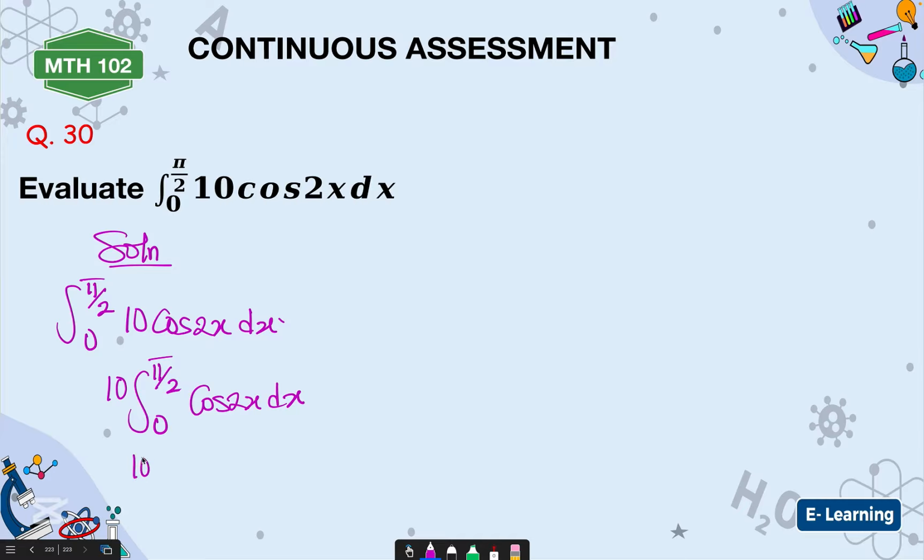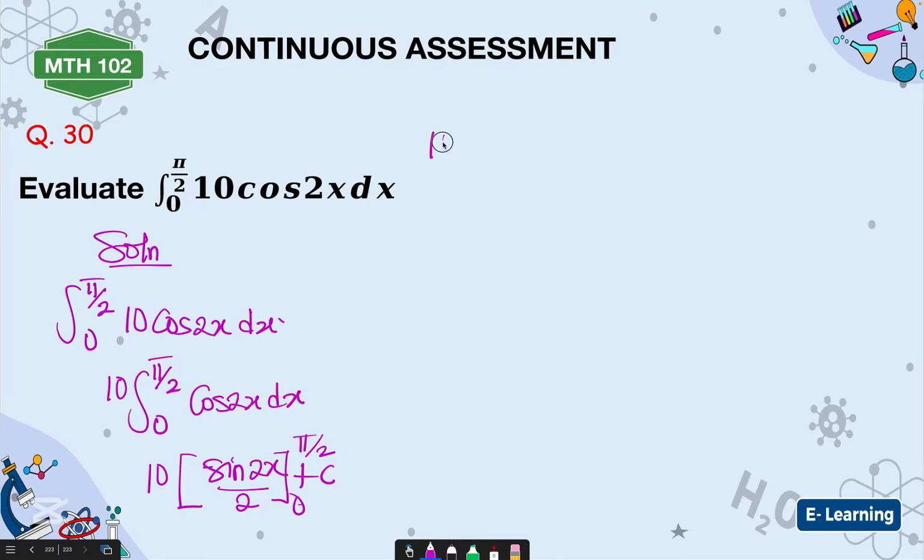All right. Pi over 2, 0. Now when you integrate this, cos 2x is going to give us sine 2x divided by 2 plus c. All right. Now it has pi over 2 and 0 interval. So you put pi over 2 into this equation and also put 0.